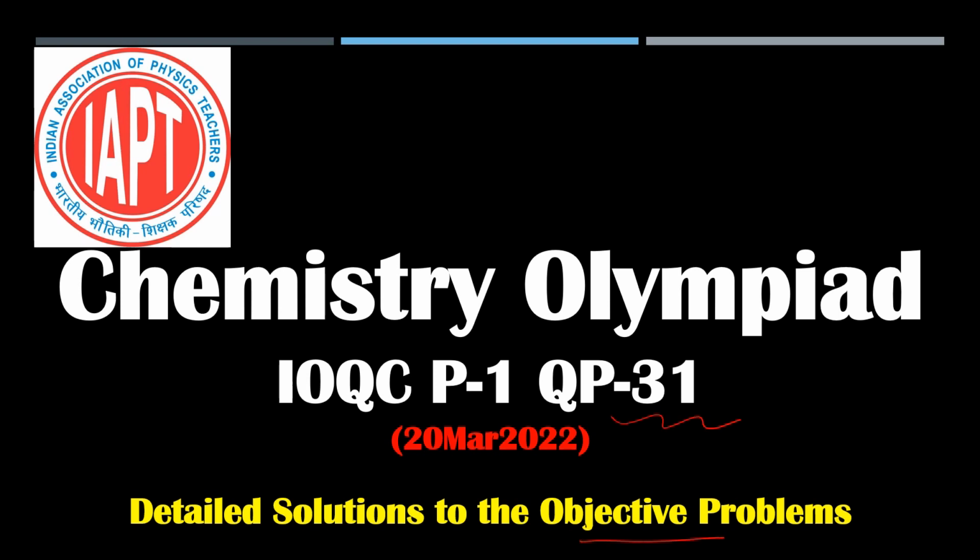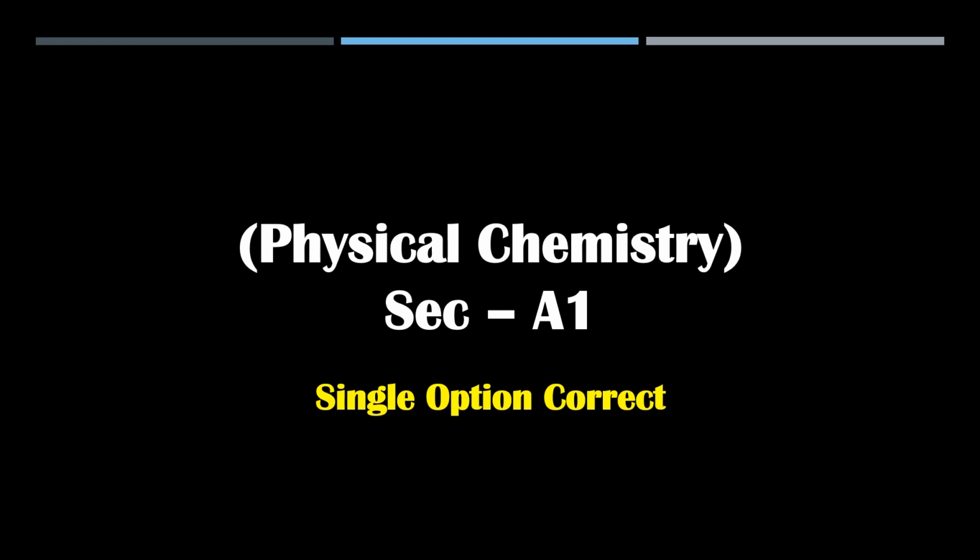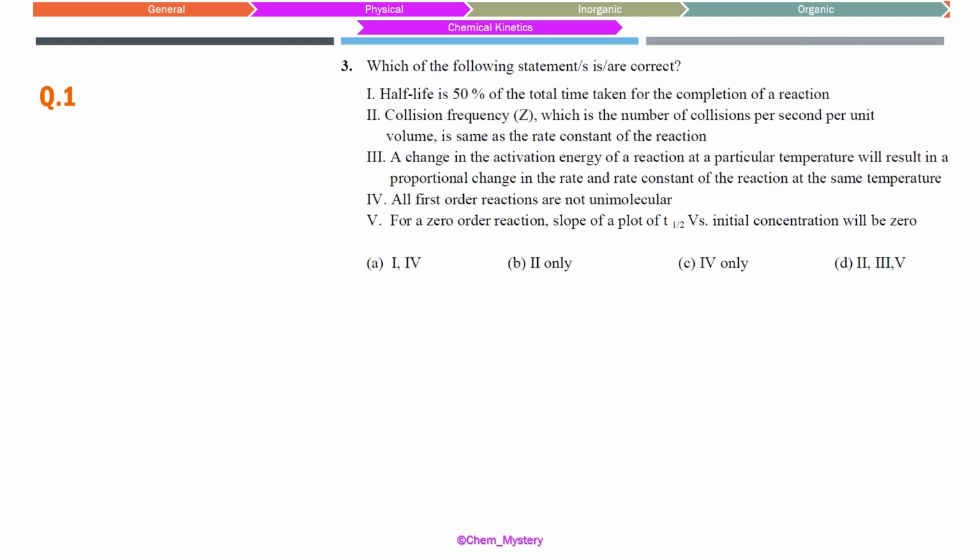We have been discussing this question paper, code number 31. We are talking about the objective questions. Here is section A1, where we have single option correct questions. Going to the very first question in physical chemistry, this question was from chemical kinetics.